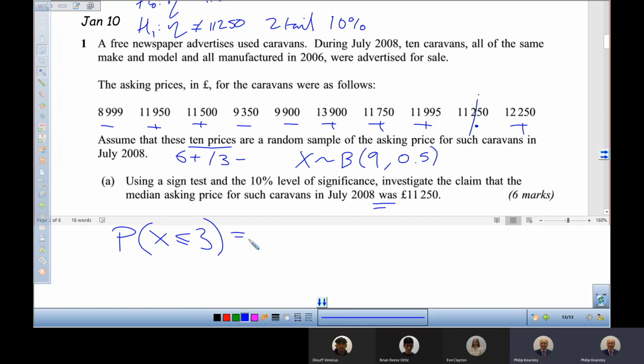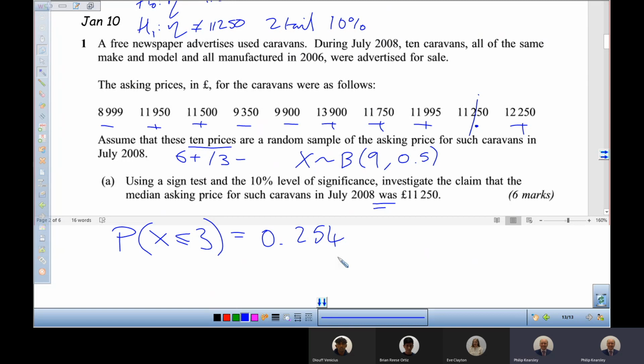Yeah, I agree. What about yourself, Brian? Good lad, thank you. 254? 254? That is a massive p-value, right? Clearly, that is bigger than 10%.